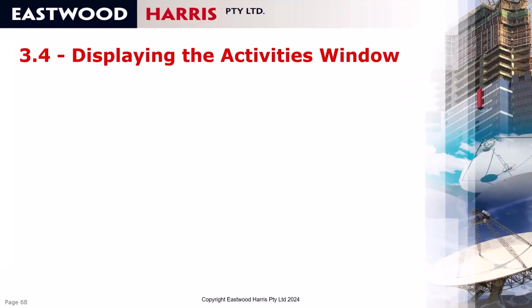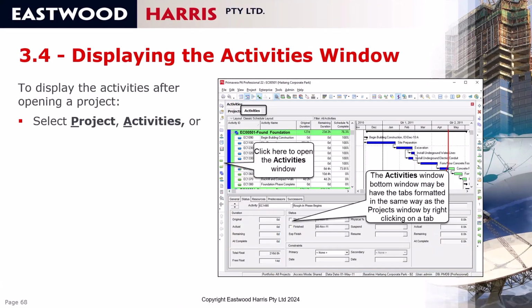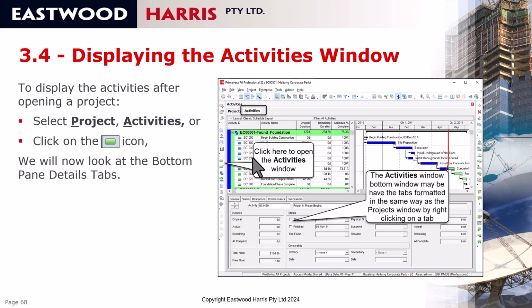Displaying activities in the activities window. To display the activities after opening a project, you would normally see the activities window displayed, but if it's not displayed, you can either click on the activities window or select Project, Activities, or you may have closed it down by clicking on this button here. So two ways to open up the activities window, and we'll now look at the bottom pane details tab. We'll have a look at this tab here.